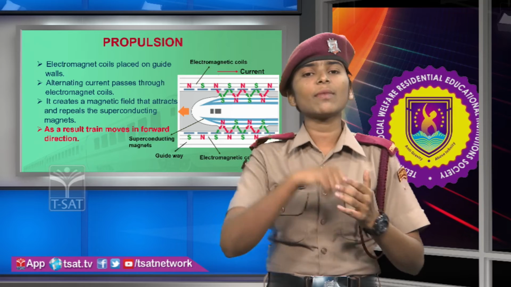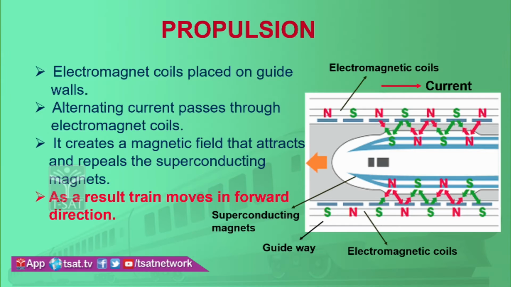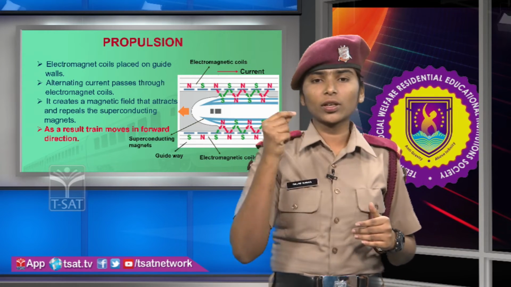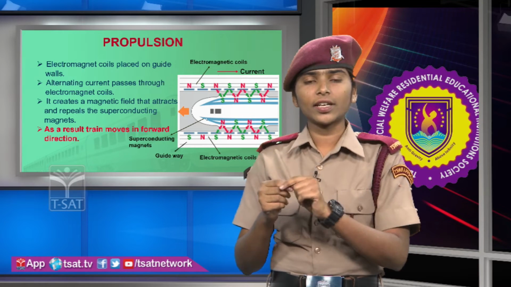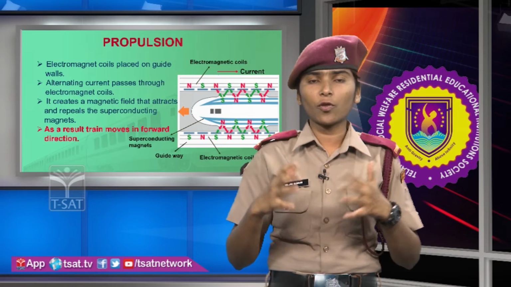Here we could see the image. There are electromagnetic coils. The current is passing in them. We have placed the superconducting magnets on the track. We could see the guideway and electromagnetic coils. When a superconducting magnet is placed on that and current is induced in it, then it creates a magnetic field which helps the train to propel forward.